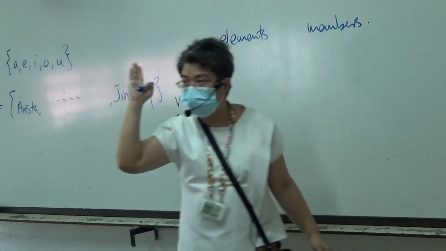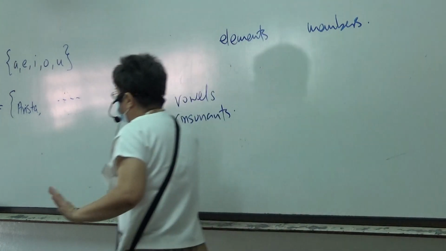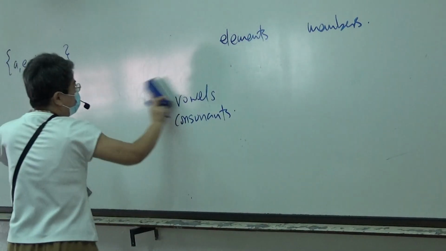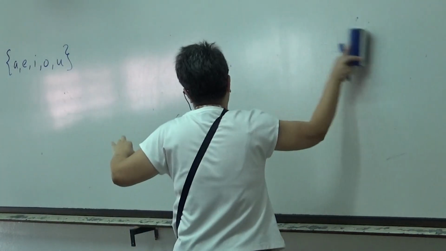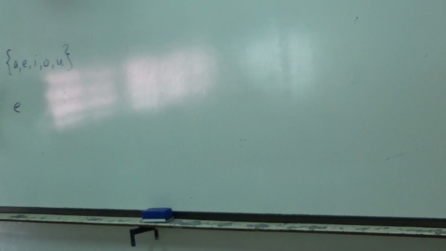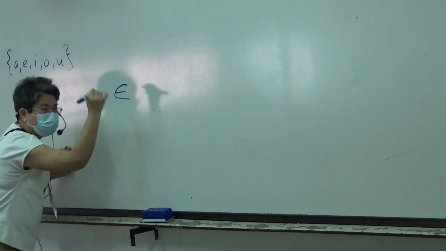Now, then I'm going to teach you some symbols. Now, let's do set A first. I don't want to confuse people, okay? Now, can you see that E belongs to set A? So E is an element of A. This is the symbol for is an element of. How to write it? A C with a straight line.